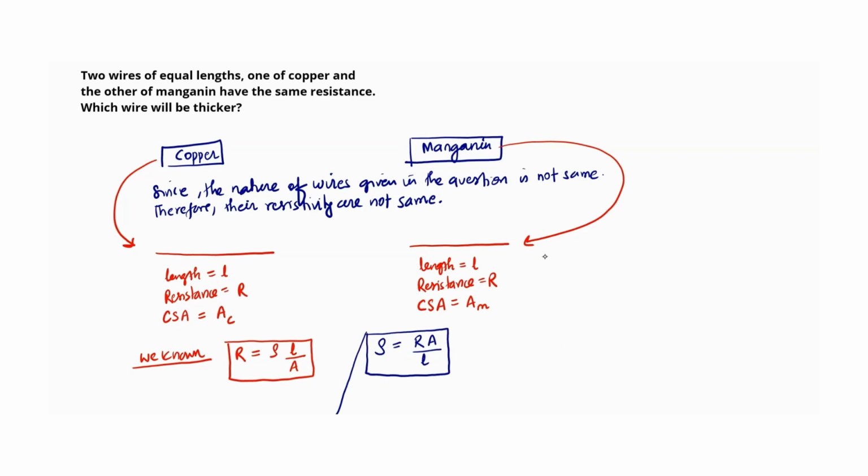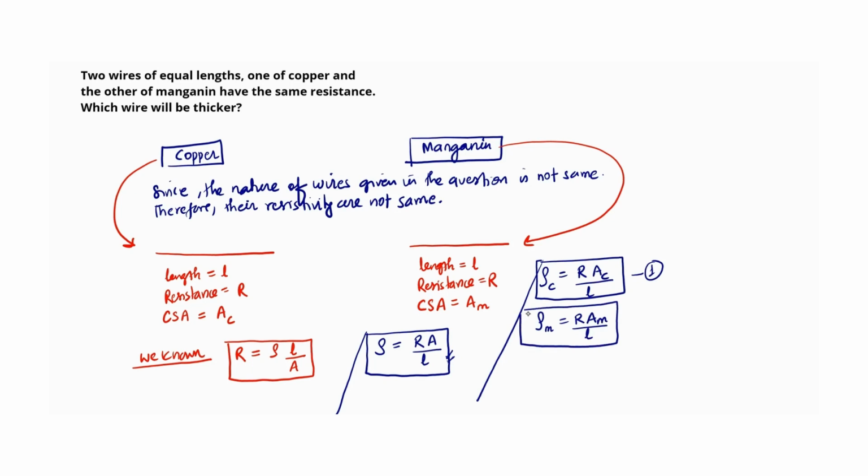Clear? Therefore, we can generalize this relation and write rho C, that is resistivity of copper, equals R AC divided by L. Let us call it equation 1. Next, we can generalize this relation for manganin and write rho M equals R AM divided by L. So we have this. Clear?